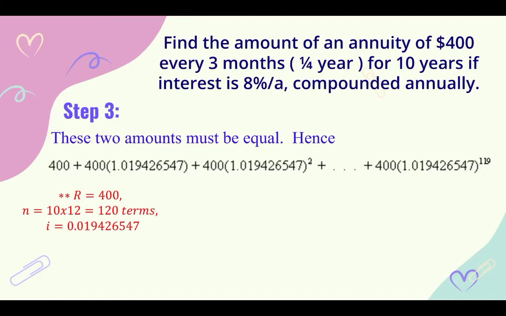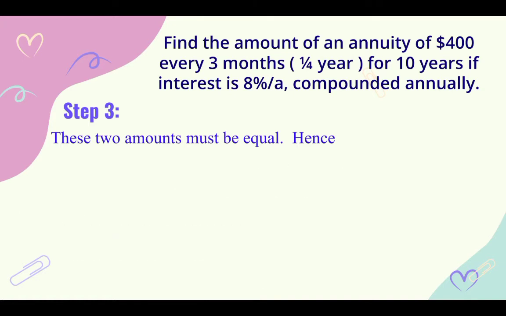R is the payment amount, which is 400. Our N is 10 times 12 or 120 terms. And I is the value that we get on the last slide.